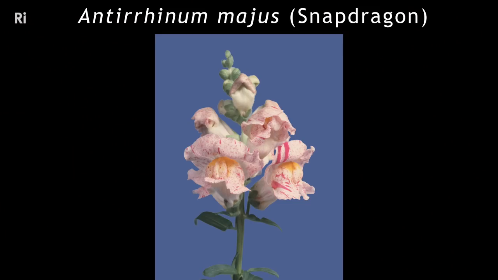So what I want to do today is to tell you about some insights using these methods we've been able to get into these old problems of evolution. And the organism that I'm going to tell you about today is the snapdragon, the antirrhinum. Now, I've worked on snapdragons since I moved to Norwich, which was 33 years ago. So for 33 years, I've worked on snapdragons.